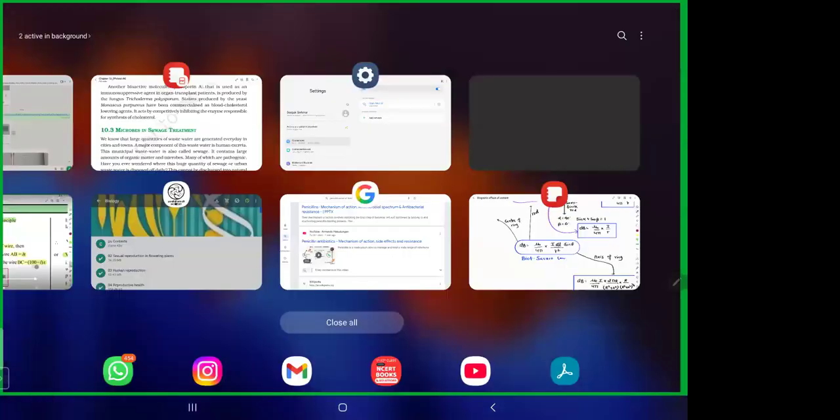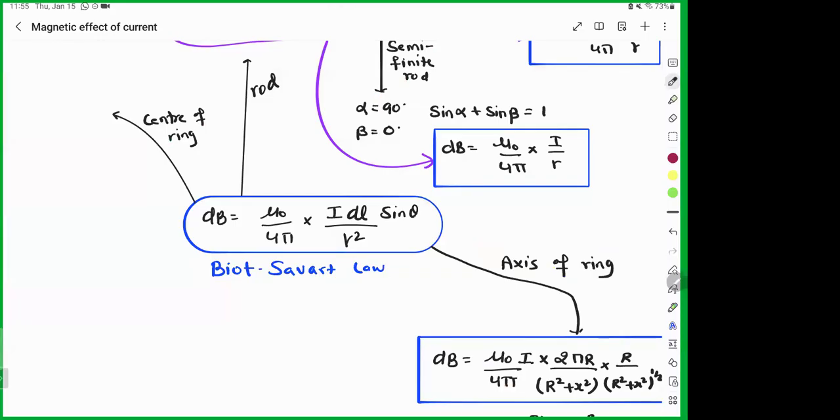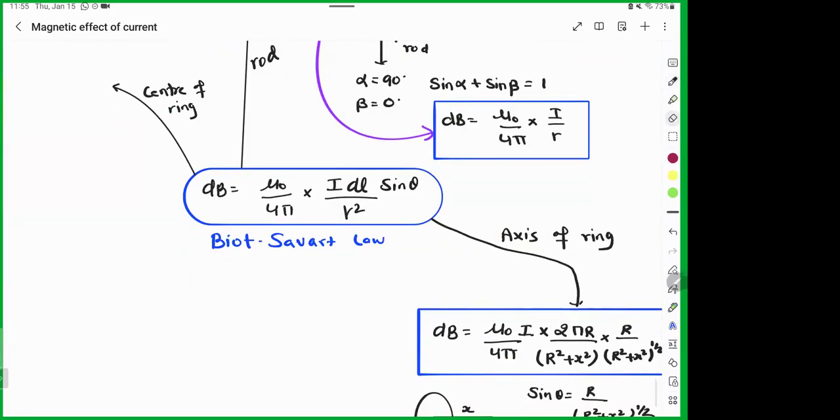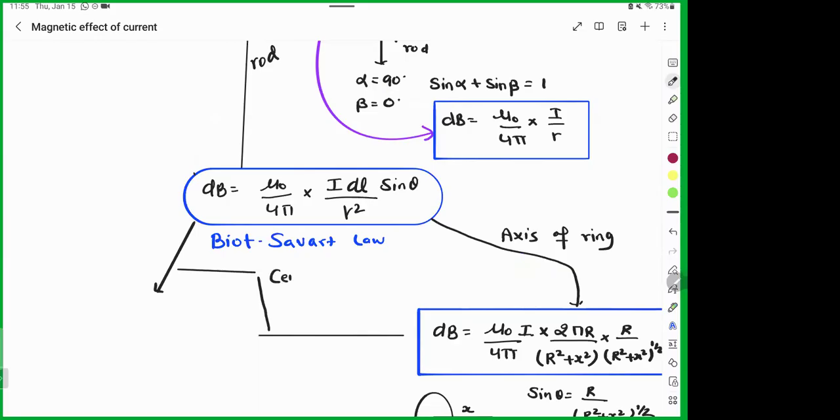So if you take the center of the ring, you will not be surprised. By using the same method, you can calculate at the center of the ring. For example, you can do it directly from this, or you can do it directly from this. In both situations, you can calculate the center of the ring. What will happen? For example, if you calculate directly from the Biot-Savart law, the dB value will be equal to mu naught upon 4 pi.